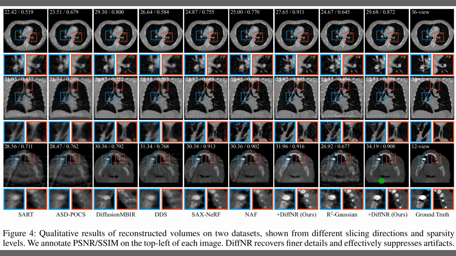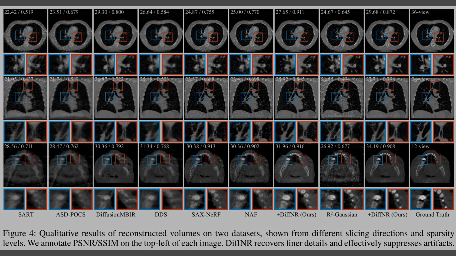Figure 4 visually backs up those numbers, comparing reconstructed scans across chest and dental datasets at different view counts. If you focus on the right half, you will see the baseline neural representations, NAF and R2 Gaussian, alongside their DiffNR augmented versions. The standard baseline models struggle with blurring and artifacts when the view count drops. However, adding the DiffNR framework suppresses these issues, which allows the models to recover sharp, fine-grained details in the highlighted patches that closely match the ground truth scans on the far right.